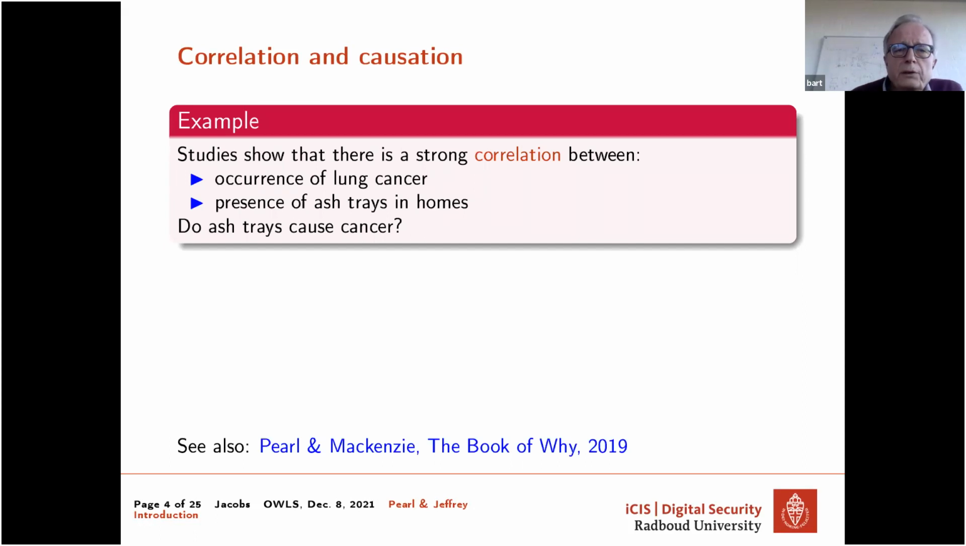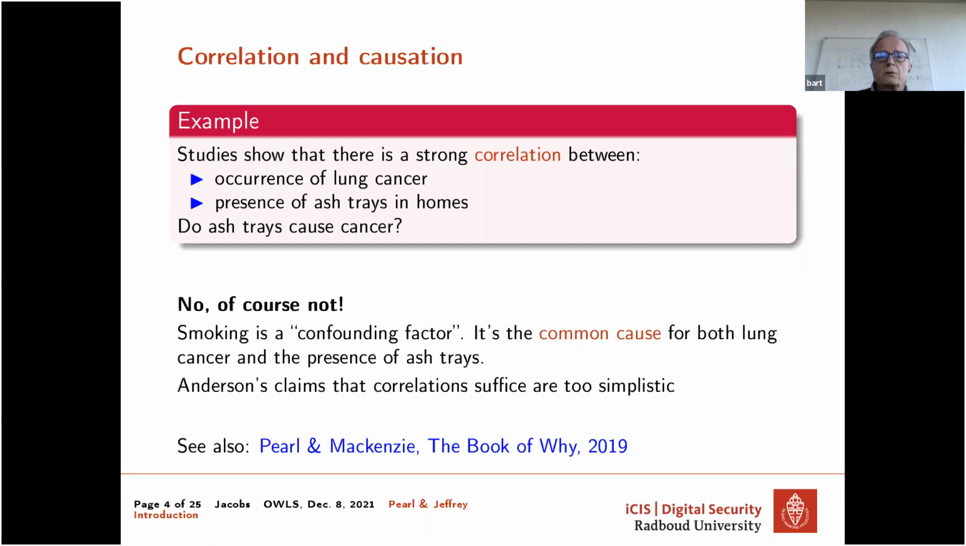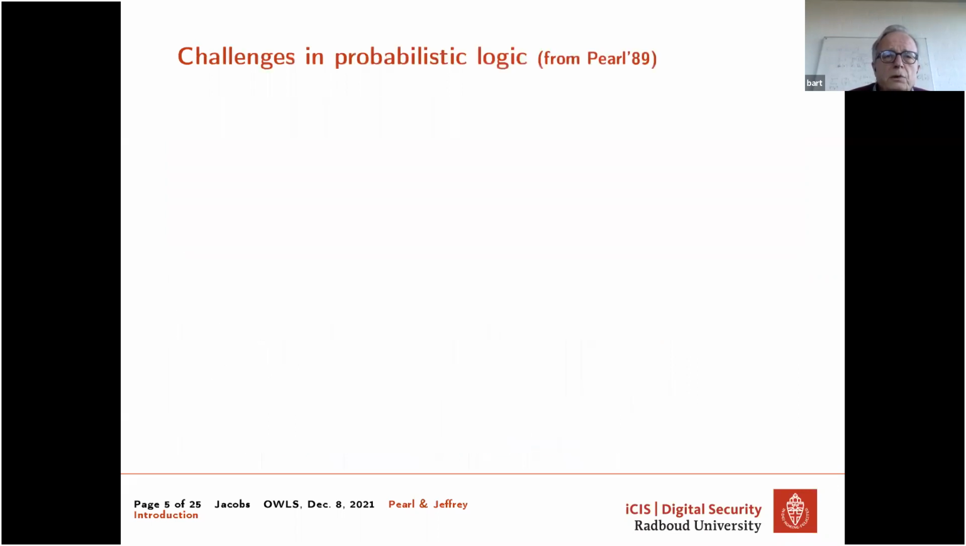Let me start with a few basic things about correlation. You can think of a situation where studies show a strong correlation between occurrence of lung cancer and presence of ashtrays in homes, and then ask: do ashtrays cause cancer? Of course not. There is a hidden cause, not covered by this simple study, called a confounding factor. It's a common source that explains the two phenomena, and that presents the causal relation. So this is a simple answer to Anderson's claims that correlations suffice.